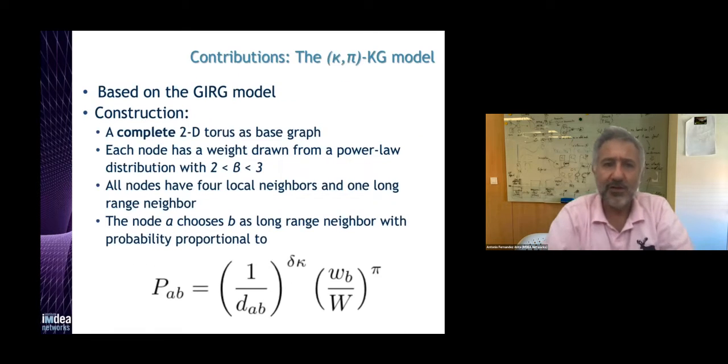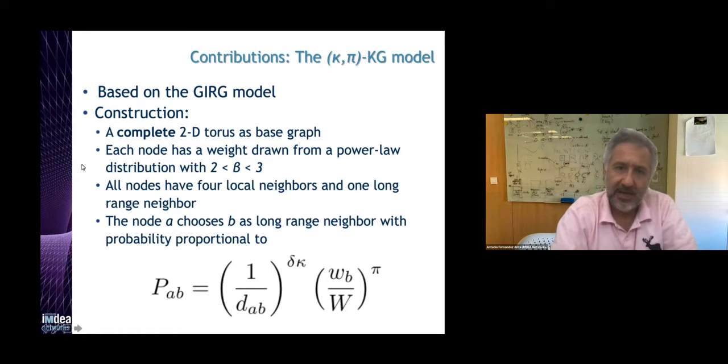So what do we do? What is our contribution? Our contribution is twofold. I hope that you don't find them too trivial. The first one is in the construction aspect. Essentially, we propose a model that is a generalization of this GIRG model. We have two parameters, kappa and pi. Kappa is from Kleinberg, pi is from the power law.